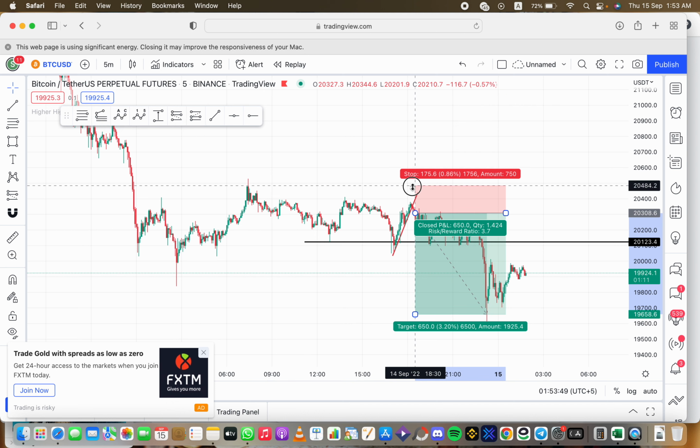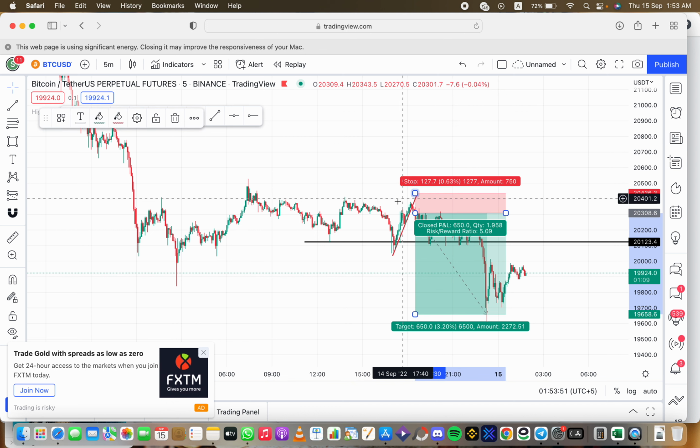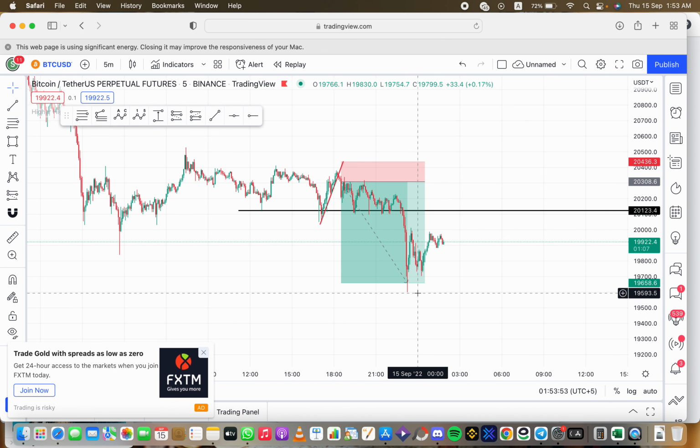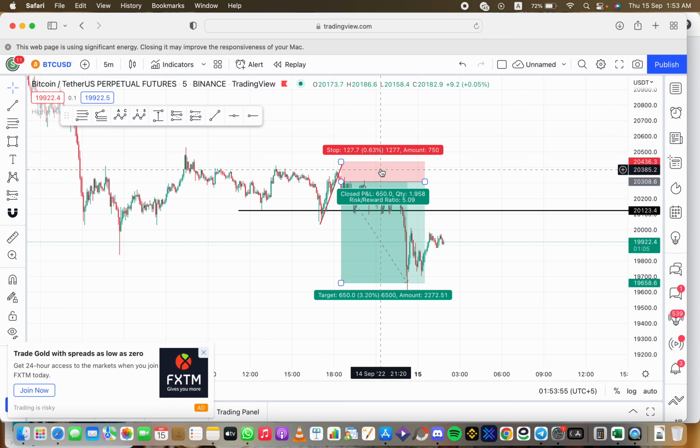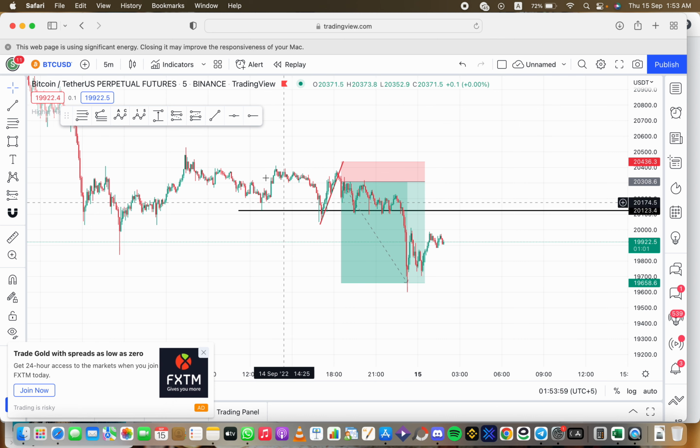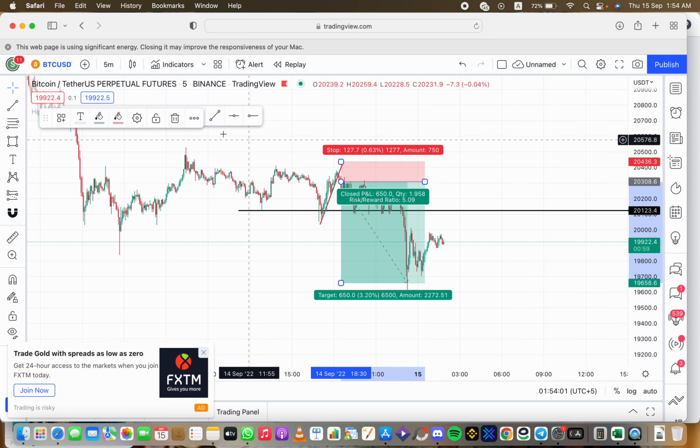You don't have to wait for the pump or dump. This is your stop loss, and you got a nice pop here with a 0.63%. You are going 3.2% short. Okay, so that's how we trade.